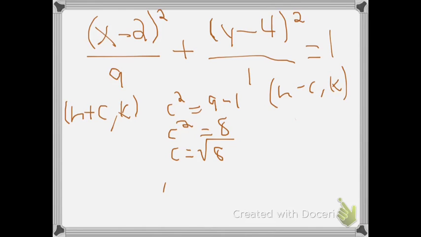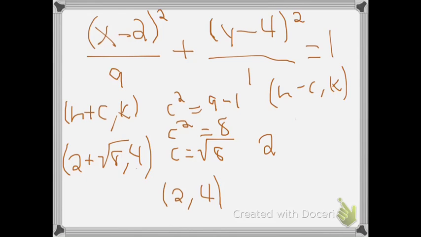So your center point is (2, 4). And because the foci are c away from the center, you can now add c to h and subtract c from h to get your foci as (2 plus the square root of 8, 4) and (2 minus the square root of 8, 4). And those are your foci.